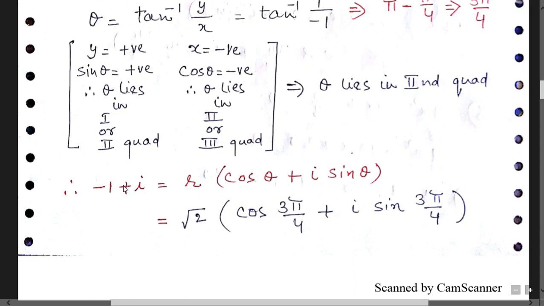Then I can write the equation in polar form. Minus 1 plus iota is r times (cos theta plus iota sin theta). It means it's square root 2 inside the bracket, cos 3 pi over 4 plus iota sin 3 pi over 4. This point is important. Kindly go through this content again. If you are not clear, then comment in the video.